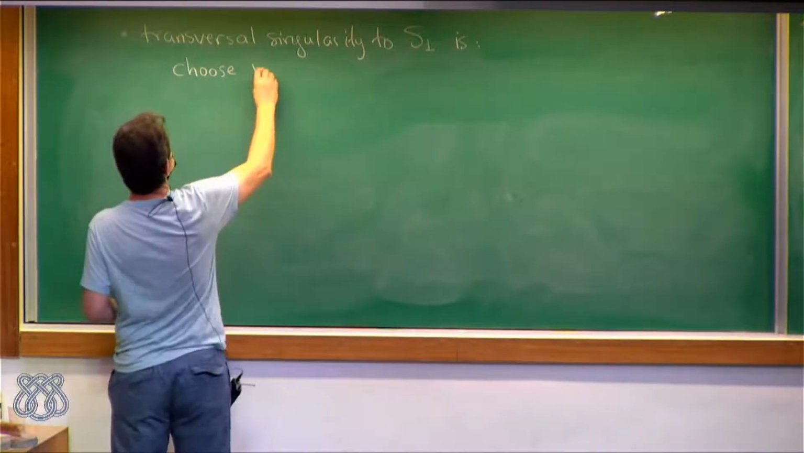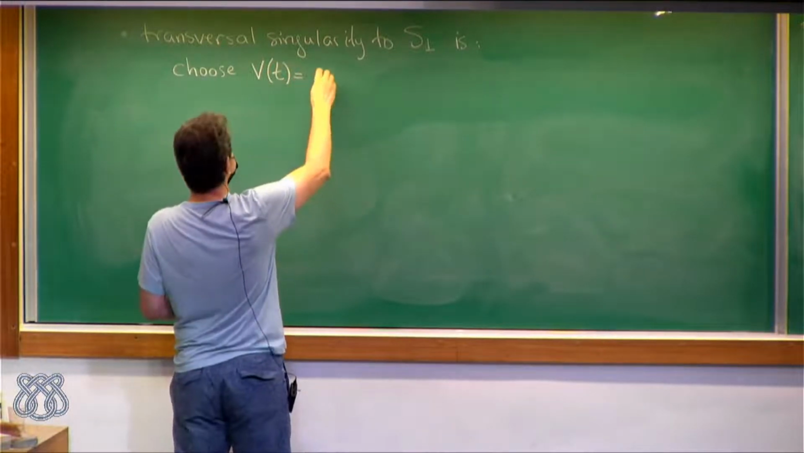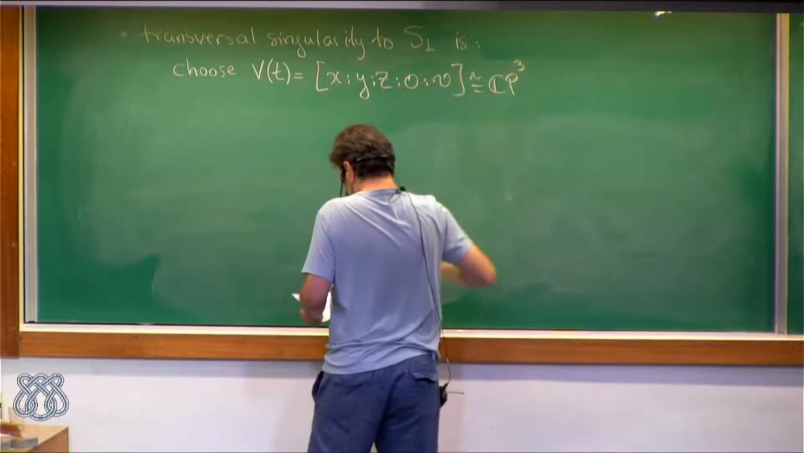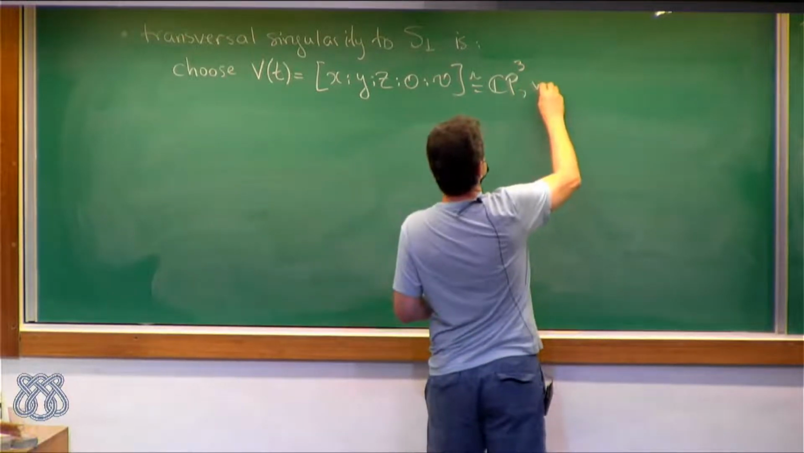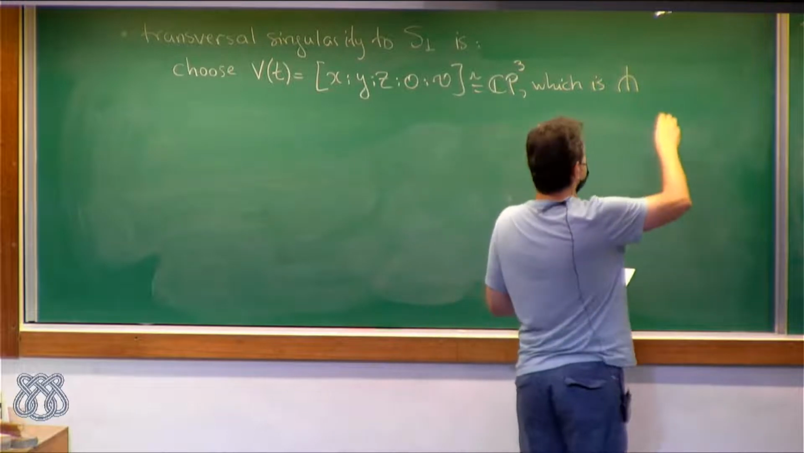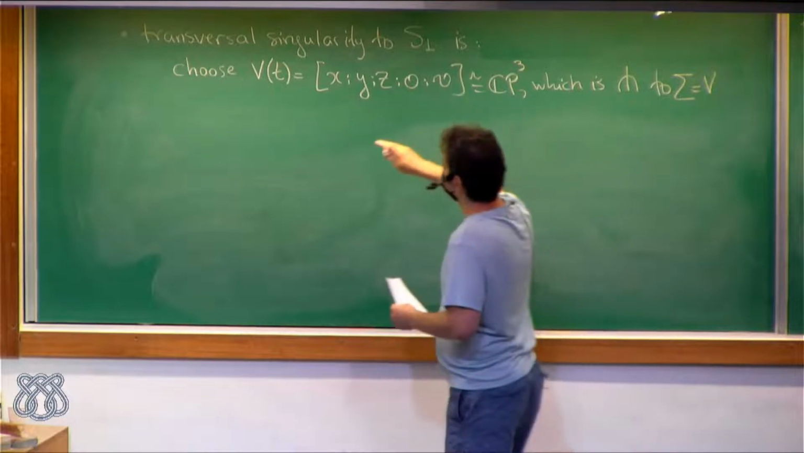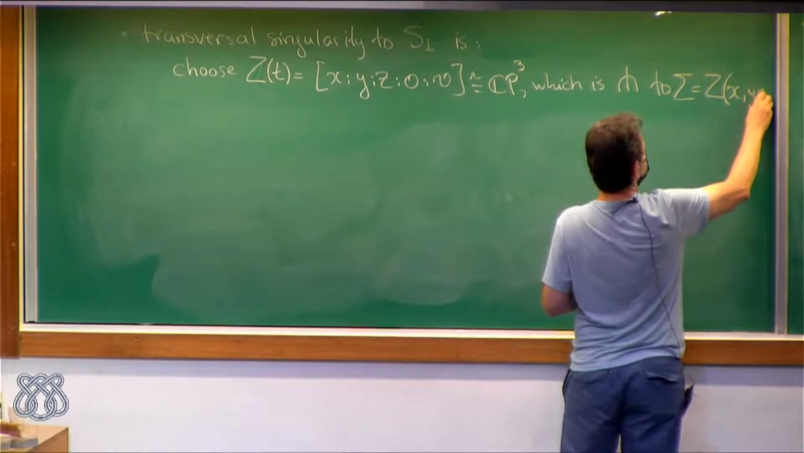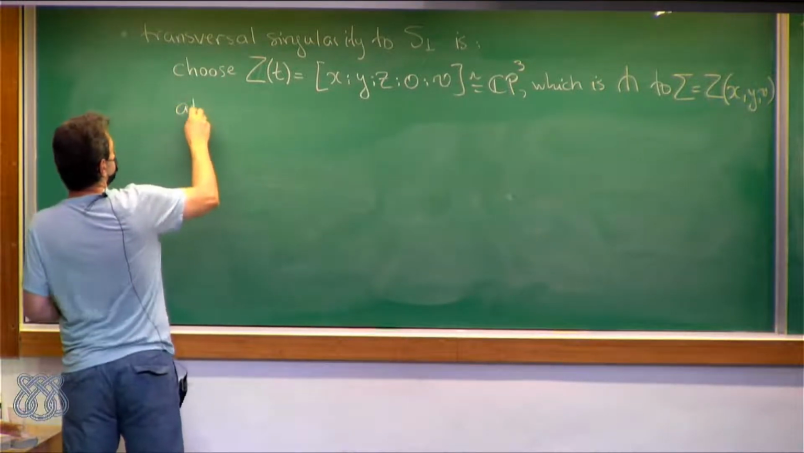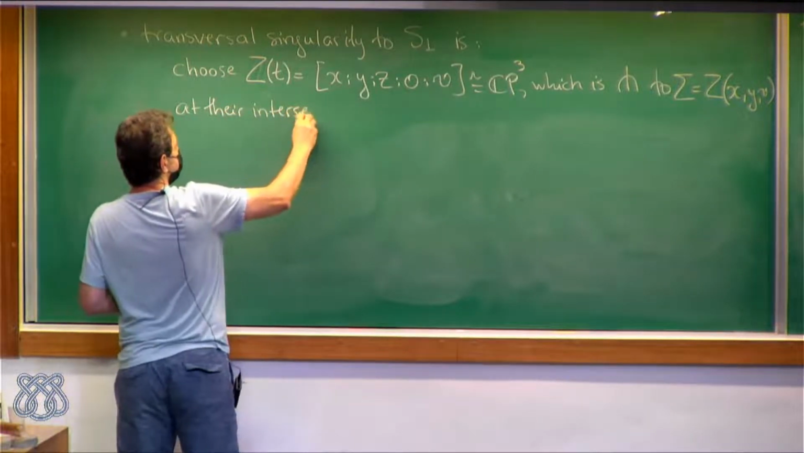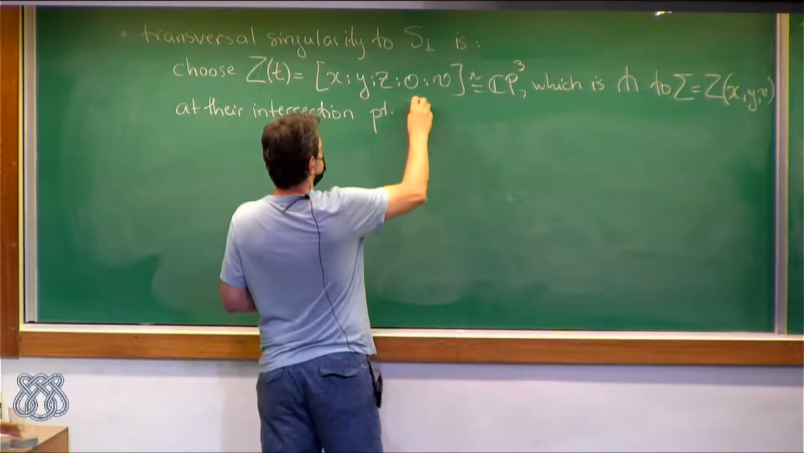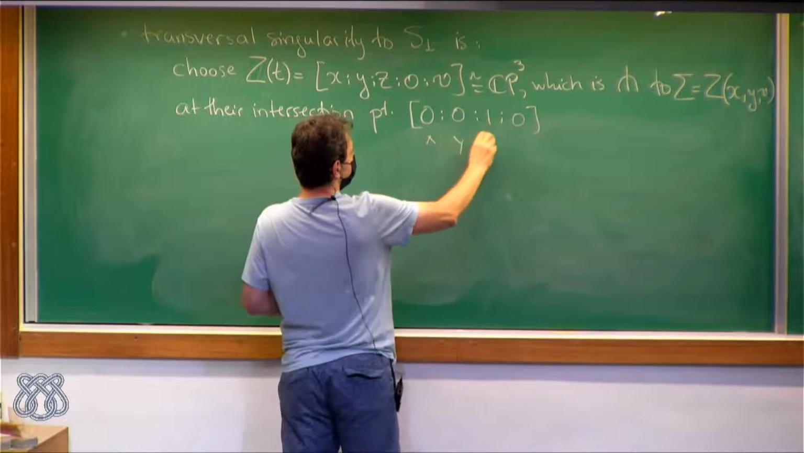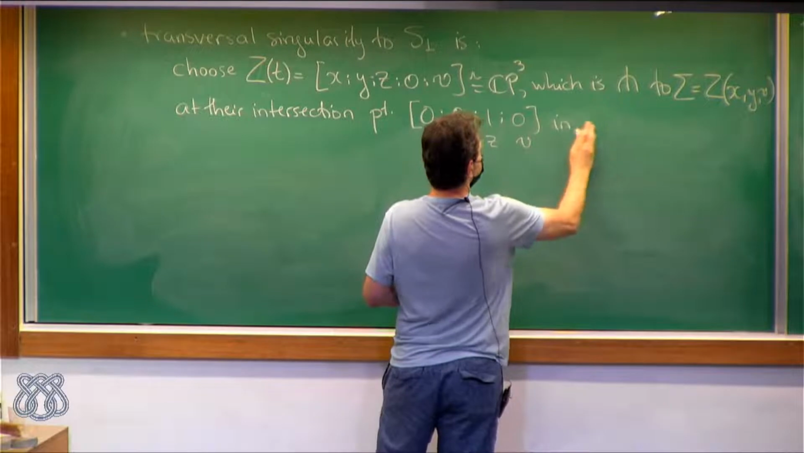All right, so choose our V F T. So this was the thing at infinity. It has coordinates x, y, z, 0, v. So this is a CP3. This is transversal to our sigma, which was V of z, the zero set of x, y, v, at their intersection point, which is 0, 0, 1, 0. So now I have coordinates x, y, z, v in Z of t.